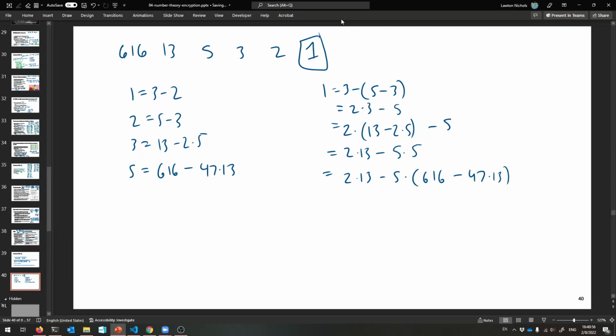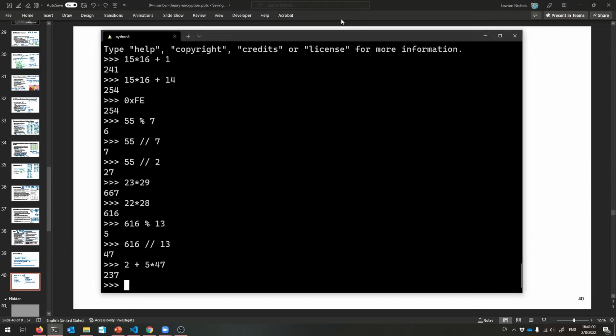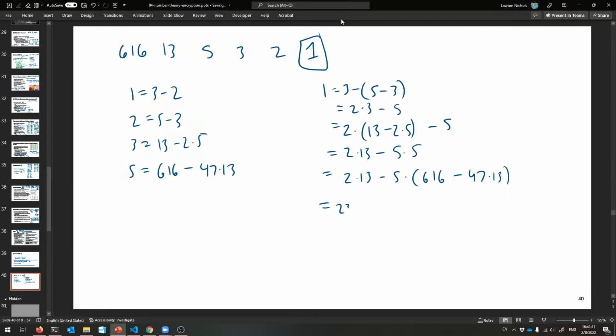Okay, that's a big number. Which is apparently, how many 13s? It's going to be 2 plus 5 times 47. 237 13s. Minus how many 5s? 616 is 5 of them. 5 times 616. And now we did it, okay?